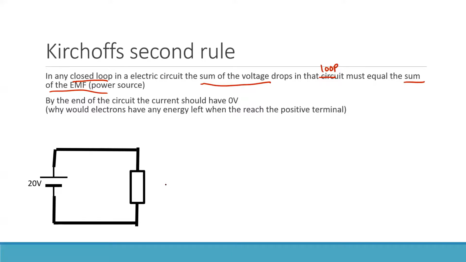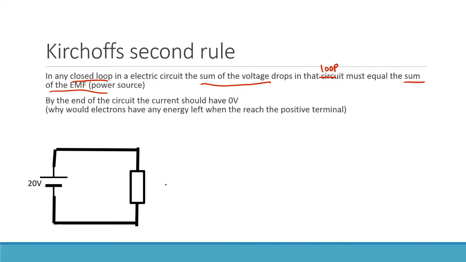But in other words, how I like to usually do this, by the end of the circuit, the current should have 0 volts. You should have no energy left. And the answer I usually give to that is, why would electrons have any energy left when they reach the positive terminal of the battery? When they get to the end, that's where they want to go. So they don't have any energy to want to keep moving forward because that's where they want to be.